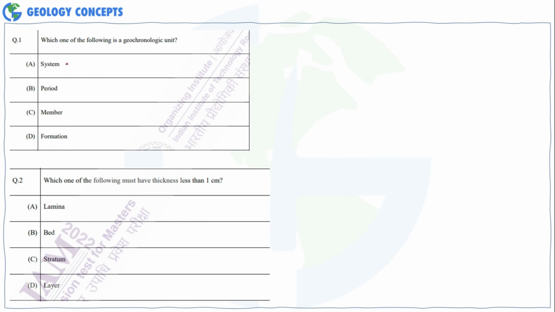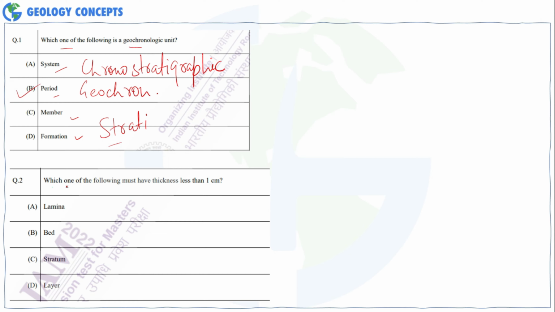The first question you had as per the master question paper, which one of the following is a geochronologic unit. So if I go by the options, first one is system, which is a chronostratigraphic unit. Period is actually the geochronologic unit, and member and formation both are stratigraphic units. So the correct answer here will be the period.